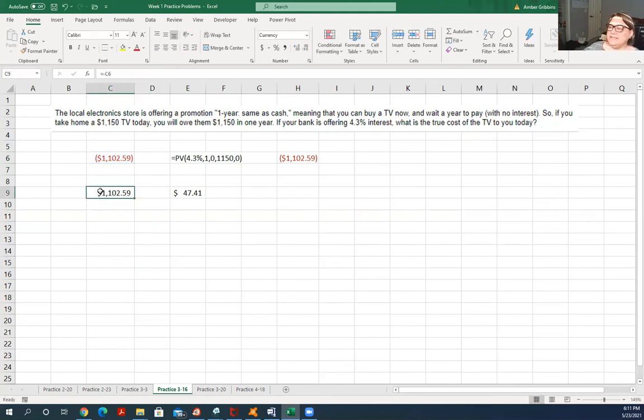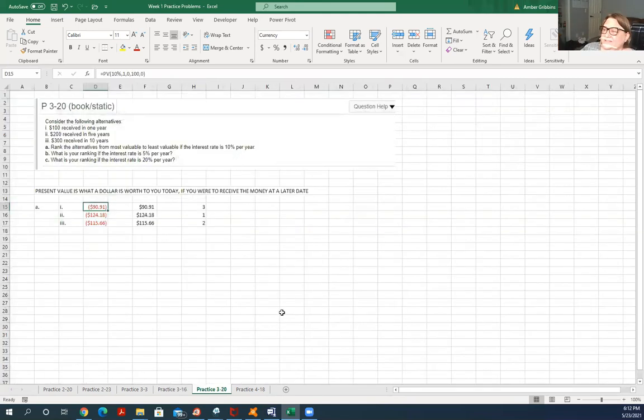And what it's basically saying is if you symbolically went in and offered them $1,102.59 in cash, they would probably take it because that's the implied interest that they're paying over a year for your financing, or same as cash. All right. So let's go ahead and look at the next one.